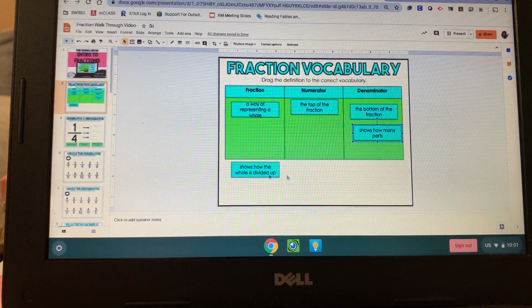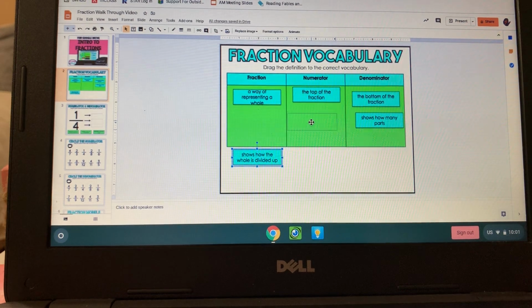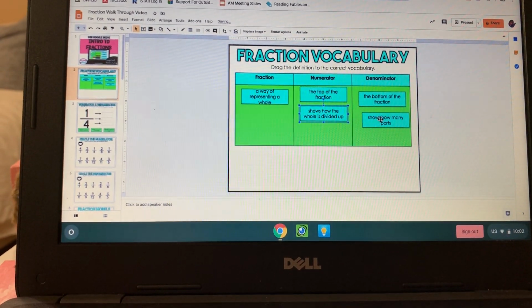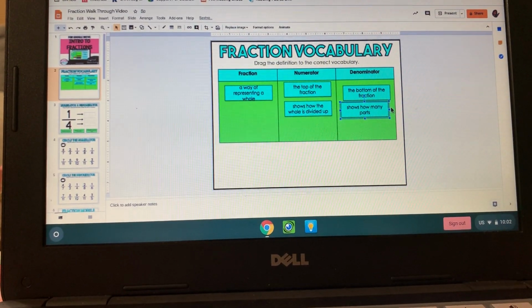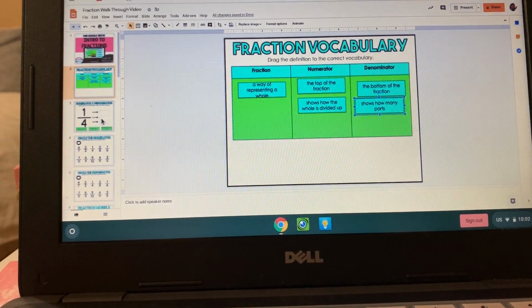Okay? But then the numerator shows how the whole is divided up. So how many parts of the whole are taken, and the denominator shows how many total parts there are. So we have fraction, numerator, denominator.